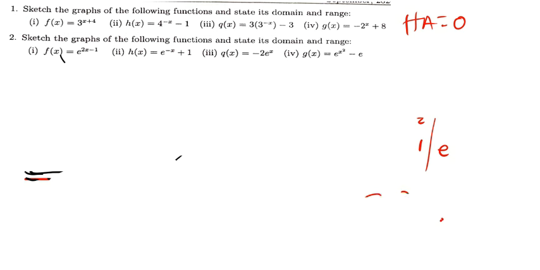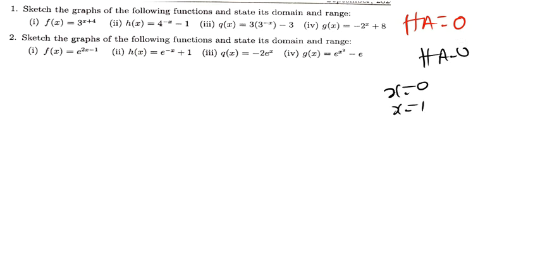I'm going to solve, I think this one you can solve. Let me solve this one. Okay, so I have got negative 2, the horizontal asymptote is still 0, so x will be equal to 0 and x will be equal to 1.